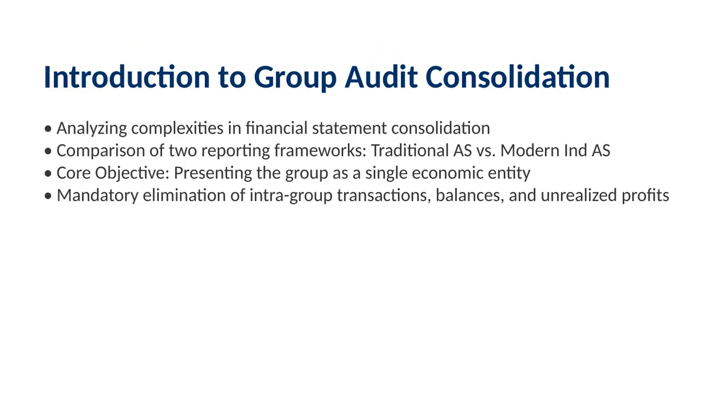Now, let's dive into the complexities of group audits, specifically focusing on how we handle the consolidation of financial statements. This is a critical area for any CA final student, so let's break it down into two frameworks, the traditional accounting standards and the modern IND AS. First, if the entity is following the traditional accounting standards, we look at AS 21 for consolidated financial statements.